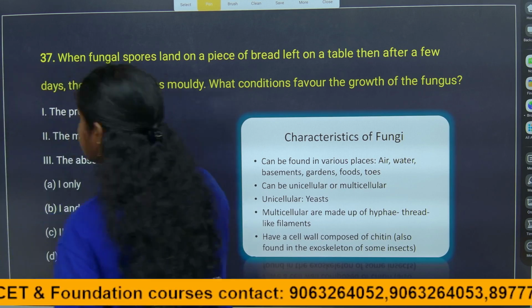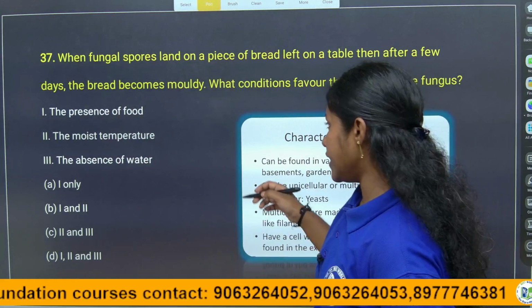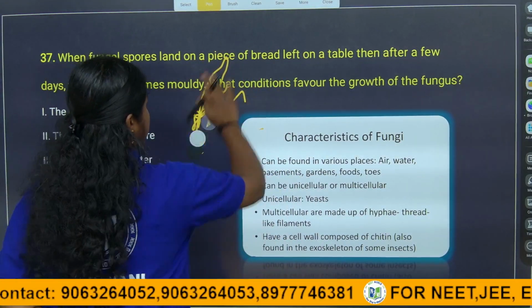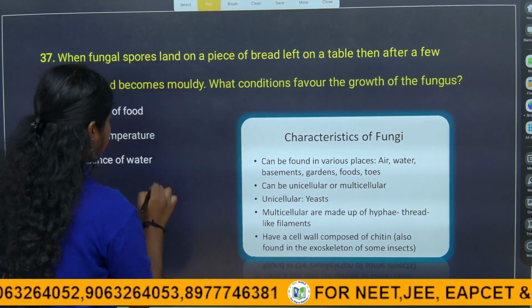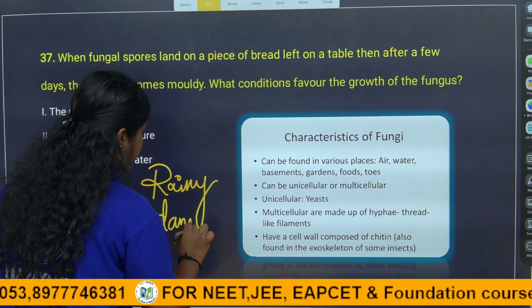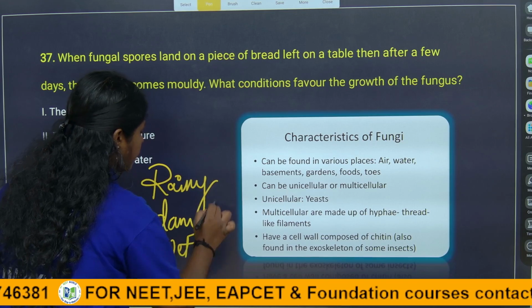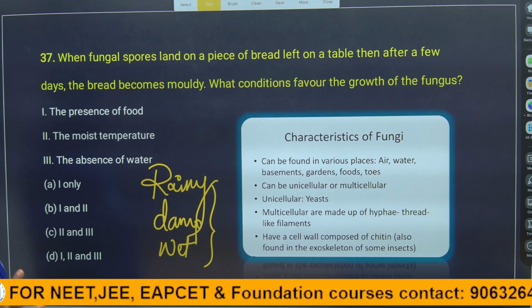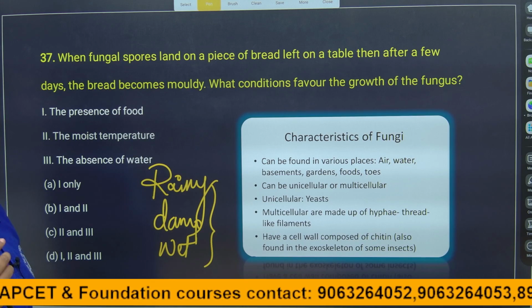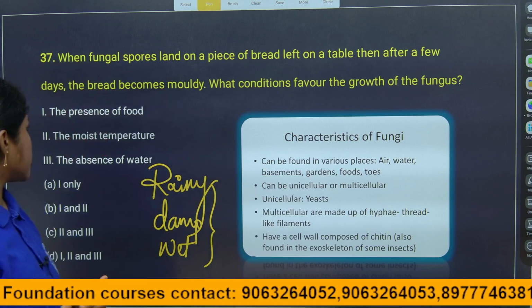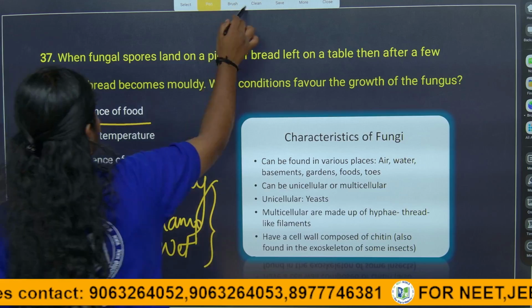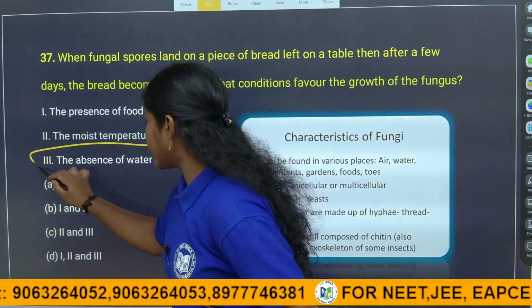So the fungi will grow in the rainy season, right, children? More damp conditions, wet conditions are favorable. So the moist conditions are favorable for the growth of fungi and also bacteria. Actually the microorganisms are more attracted to moist conditions, right? So the presence of food, they are asking, the moist temperature, the absence of water. See here, the absence of water is absolutely wrong.